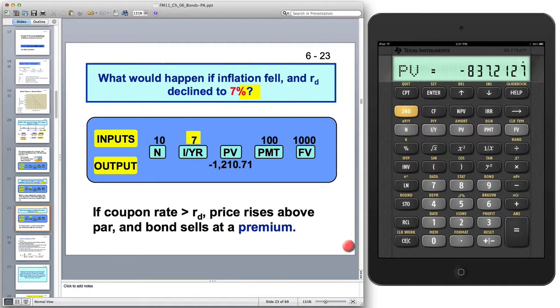Let's look at the opposite case. What would happen if inflation fell and the discount rate declined to 7%? Well, all you have to do is change this IY term here. How do you do that? 7%. Let's clear the screen. 7% IY and compute PV, and notice the $1,000 bond is now worth $1,210.71 basically.